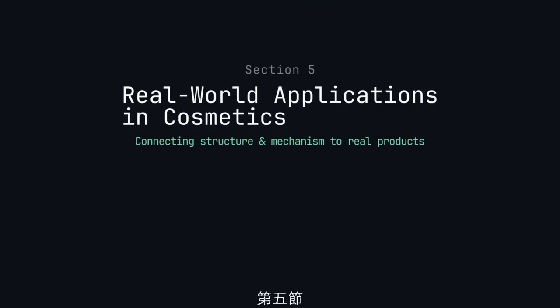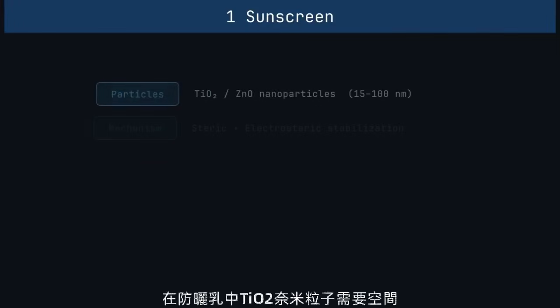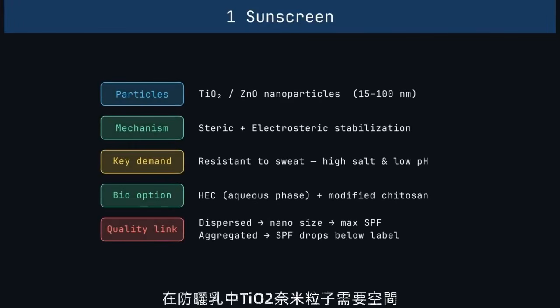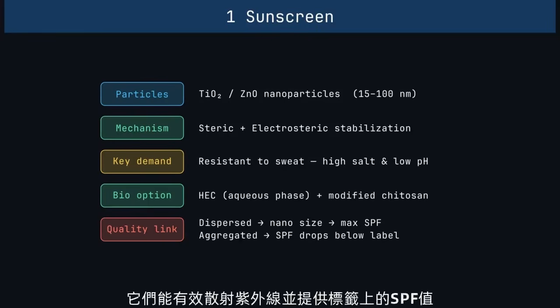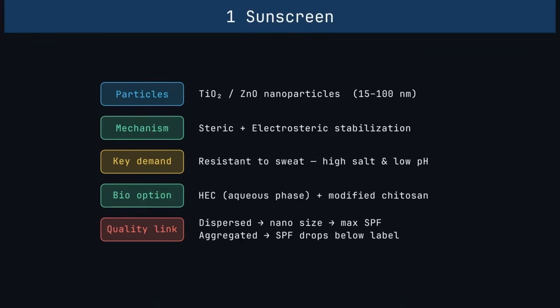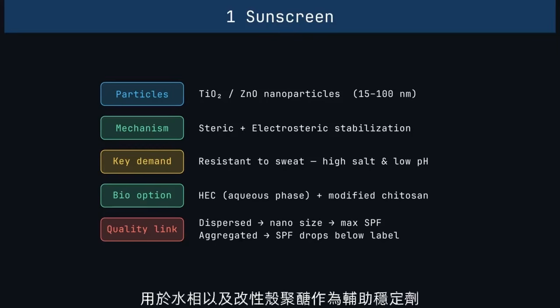Section 5. Real-world applications in cosmetics. In sunscreen, TiO2 nanoparticles need steric or electrosteric stabilization, because the formula must withstand sweat, which is both salty and slightly acidic. When particles stay nano-sized, they scatter UV light efficiently and deliver the SPF on the label. Let them aggregate, and the actual SPF drops. Bio-based options include HEC for the water phase and modified chitosan as a secondary stabilizer.